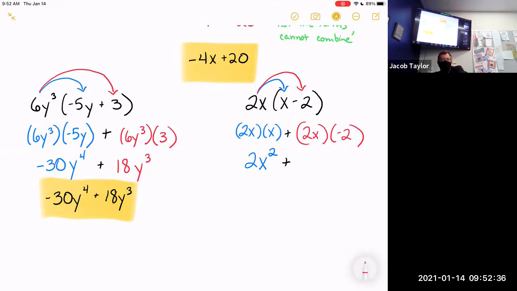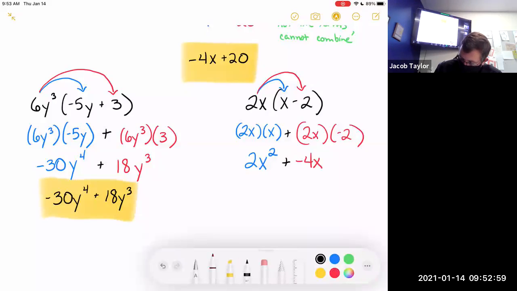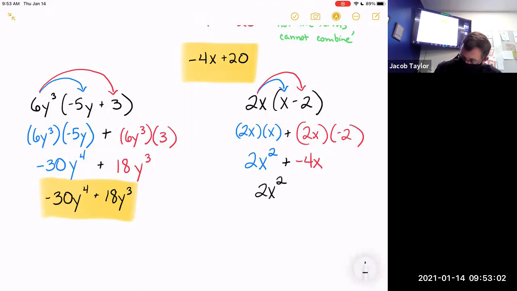Okay. Then 2x times -2. Remember, numbers first, then variables. So 2 times -2 is -4. And what about our x? -4x. Can I combine 2x squared and -4x? Right, different exponents. I could write 2x squared plus -4x. There's not anything wrong with that. Or I could do 2x squared minus 4x.